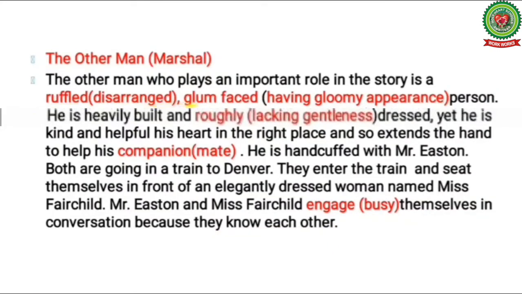Ruffled means disarranged, glum-faced having gloomy appearance, roughly lacking gentleness, companion, mate, engage, busy. An unnamed man, the Marshal is rough, sad-looking and heavily built. He has handcuffed himself to a convict, Mr. Easton, whom he is taking to the prison in Leavenworth. He has a compassionate heart. On a train to Denver, Mr. Easton meets a gracefully attired lady, Miss Fairchild. Mr. Easton feels slightly embarrassed to talk to her because of his handcuffs, but afterwards they engage themselves in conversation.